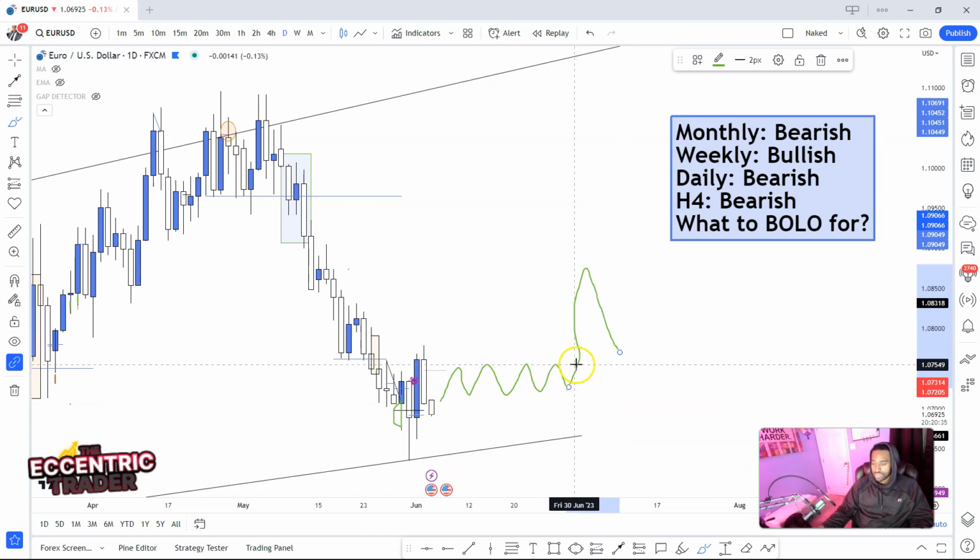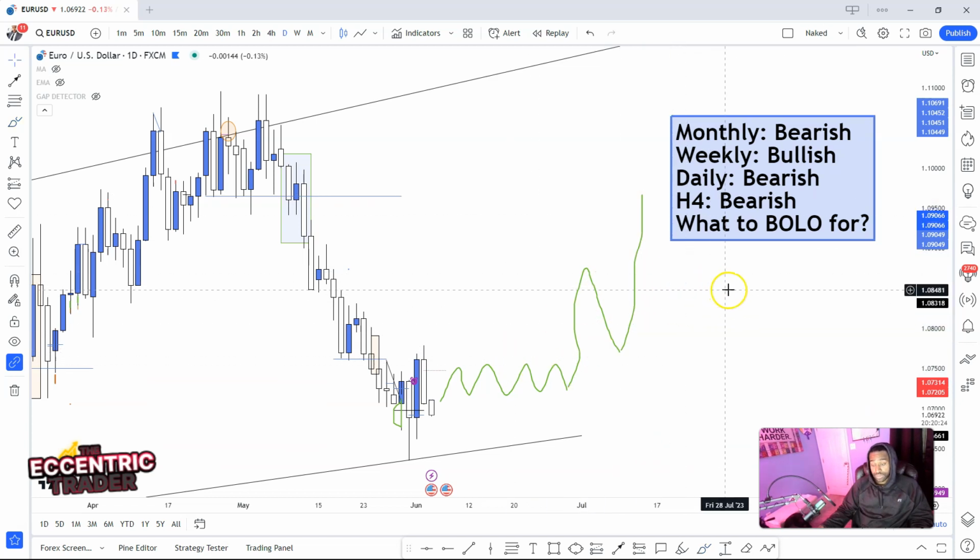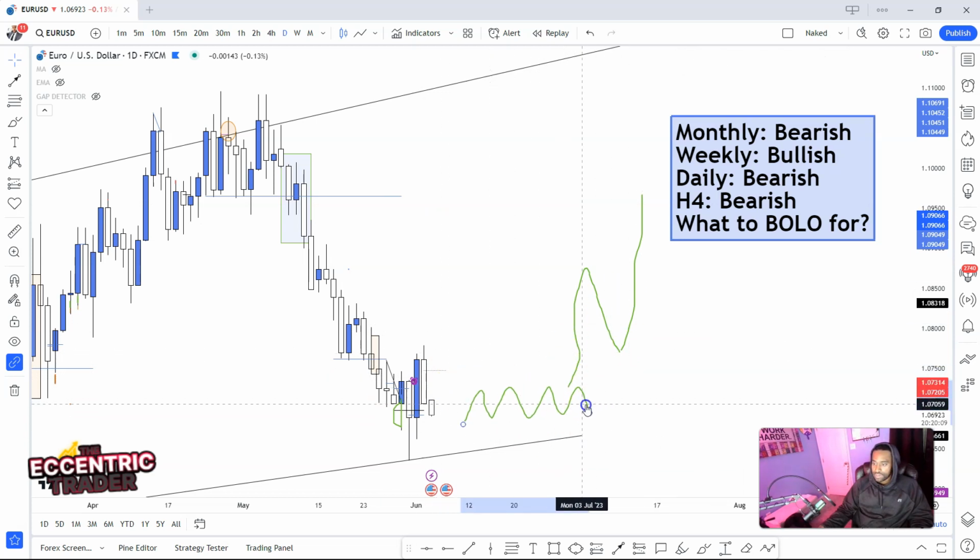At this point, resistance is broken. Price came back up to test, then came back down to test newfound support, and then price shoots up right there. At that point, you can say it's bullish, but until it does that, and that would be some type of CHoCH, a change of character. But if it doesn't do that, then it's still bearish.